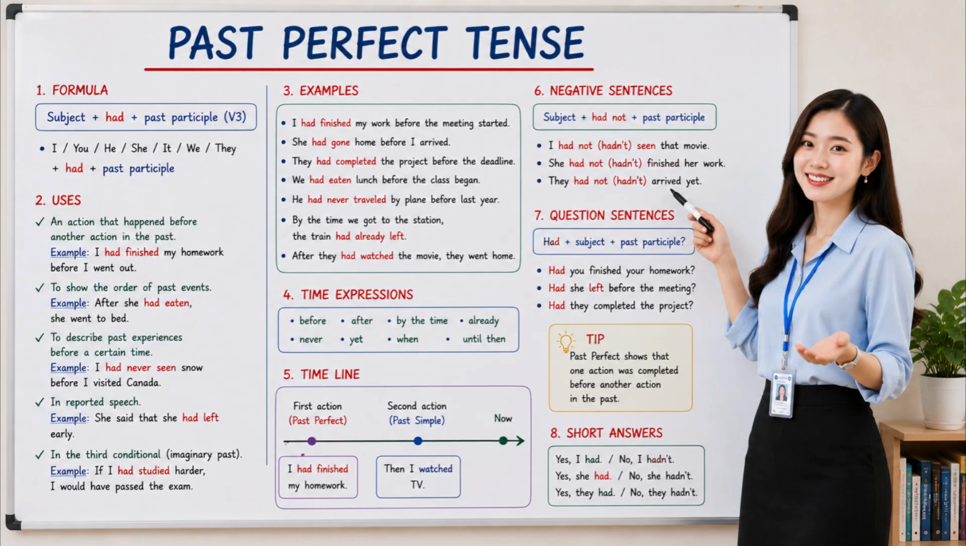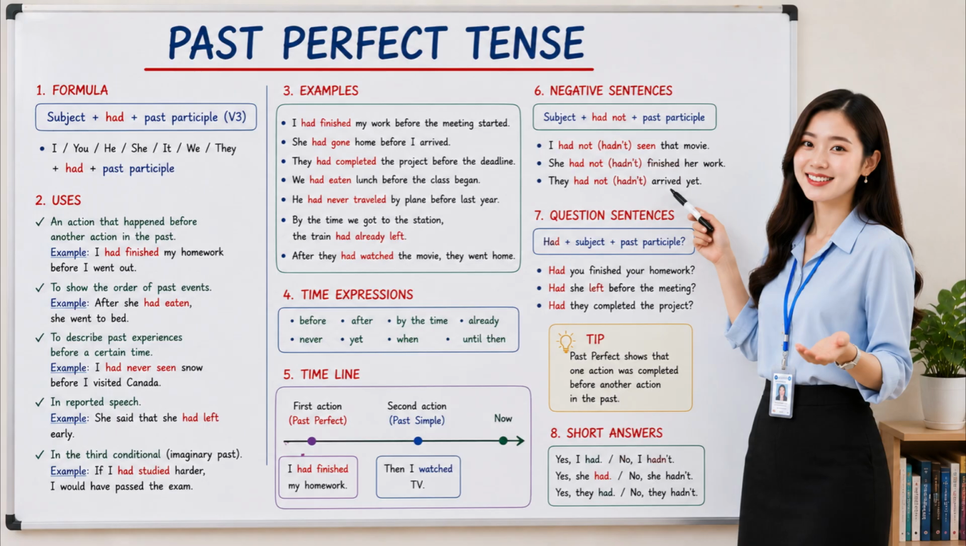Examples. I had finished my homework before dinner. She had left before I arrived. They had completed the project before the deadline. We had eaten lunch before the meeting started. He had gone home before it began to rain. In each sentence, the past perfect action happened first.